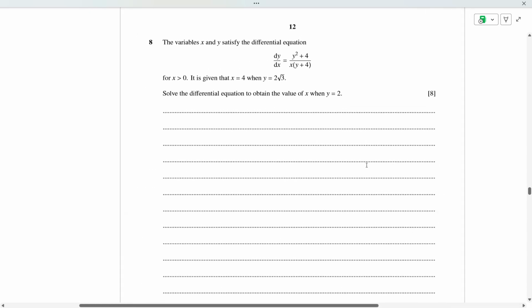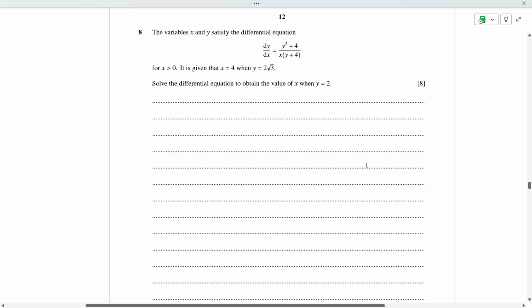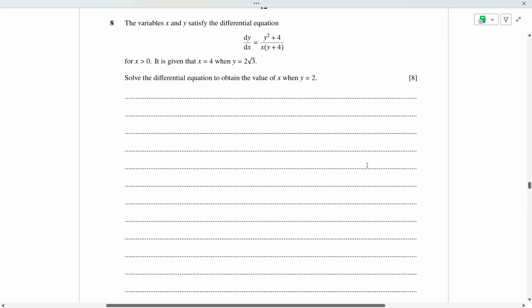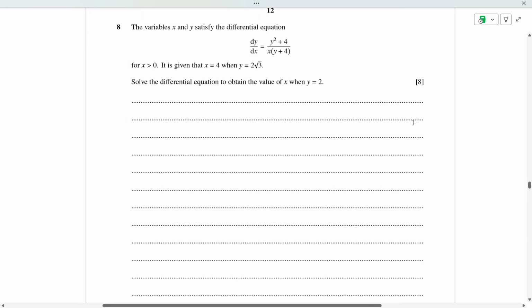Now we move on to question 8. My favorite, the differential equation. So it says the variables x and y satisfy the differential equation dy/dx equals (y squared plus 4) over x(y plus 4), for x greater than 0. It is given that x is equal to 4 when y is equal to 2 root 3. Solve the differential equation to obtain the value of x when y is equal to 2.